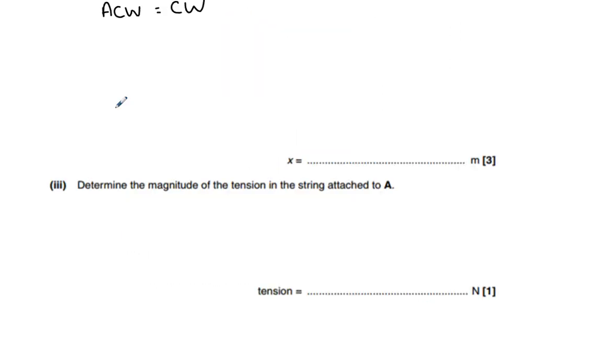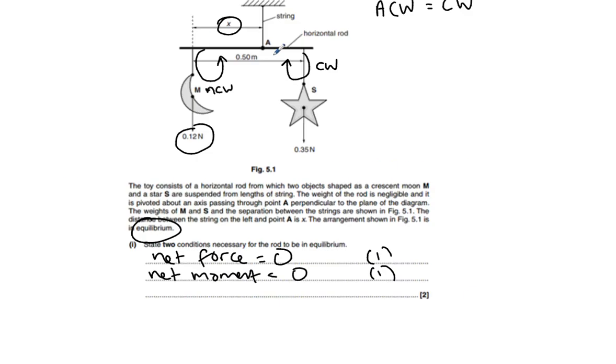So all we've got to write is 0.12 times x, which is 0.12x. That's going to be equal to the clockwise moments. There's only one, it's the star. Force is 0.35 newtons. Again, the perpendicular distance from the line of action of this force to the pivot is going to be this distance, which it doesn't give us, but it does give us this total distance along here of 0.5. And I hope you can see that 0.5 minus x, if you take x away from this 0.5, you are left with this distance.